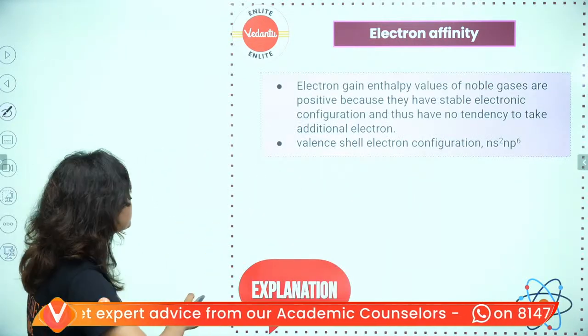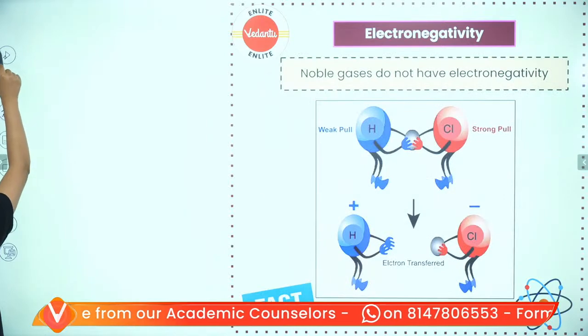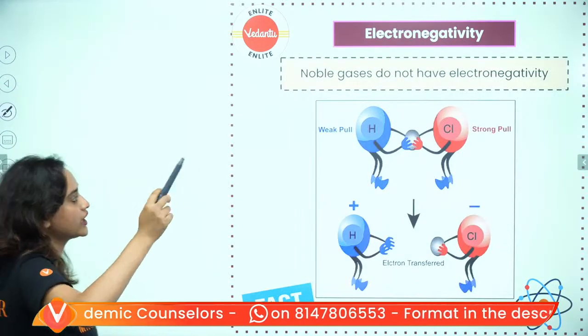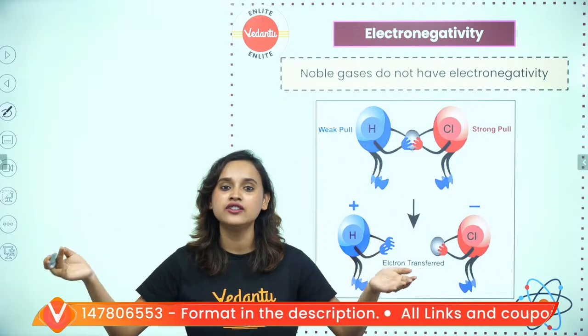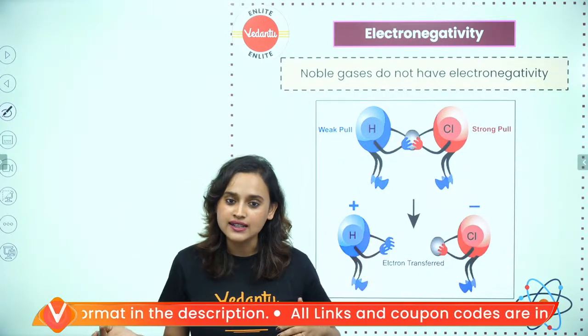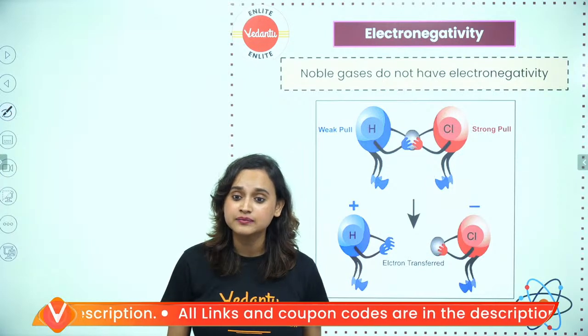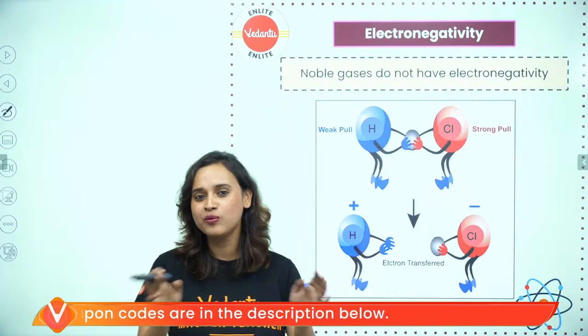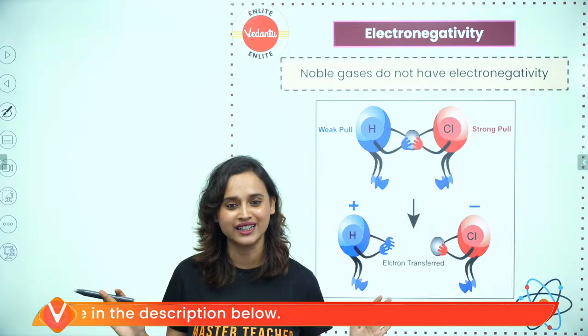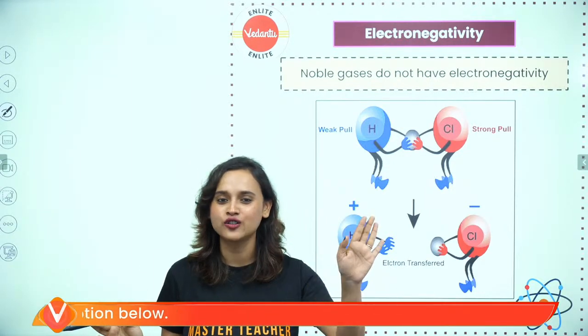The last one is electronegativity. Yesterday's example, do you remember? Wasim sir and I are sharing chemistry. But does that happen with noble gases? Noble gases do not want to share anything. They have no electronegativity.